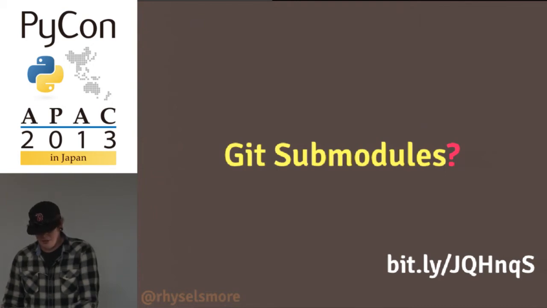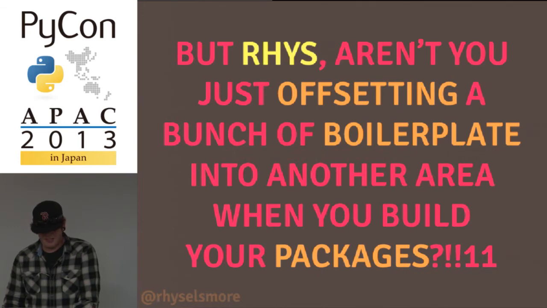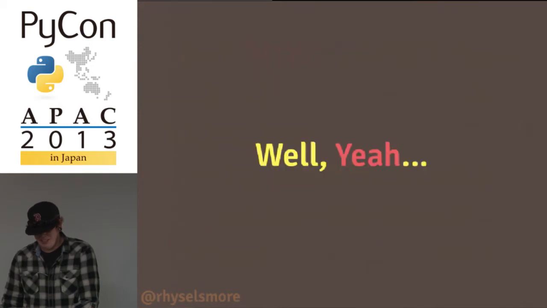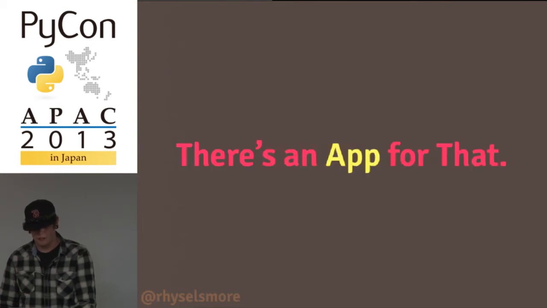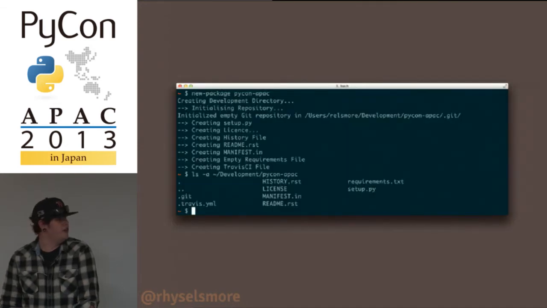So I went along like this for a while, and I thought, well, aren't you just offsetting a bunch of boilerplate code into another area when you build your packages and forcing more maintenance upon yourself? And I thought, well, yeah, I've got to do that, and then realised that I'm pretty lazy, so straight after I realised that I can use a bash script. I built up a small set of scripts, making it easy to get started when separating my concerns. So this right here, you create a new package, and it creates all those files for you.